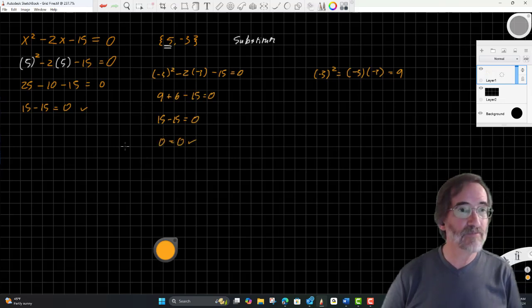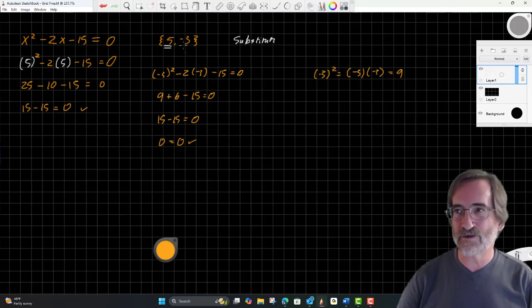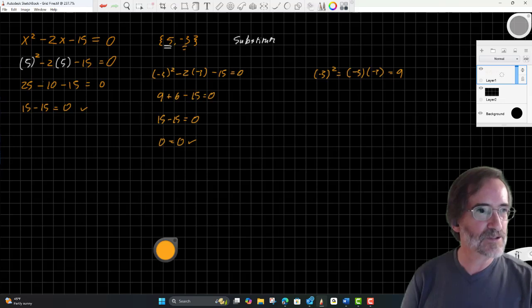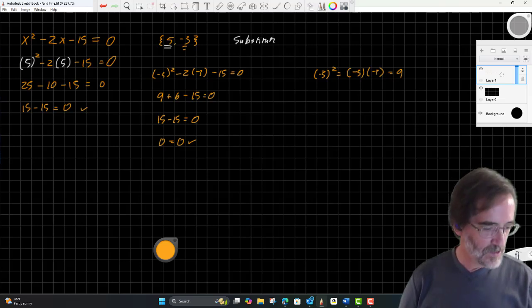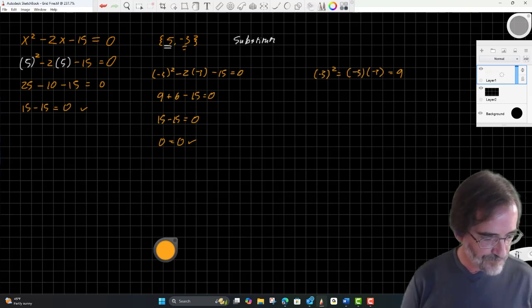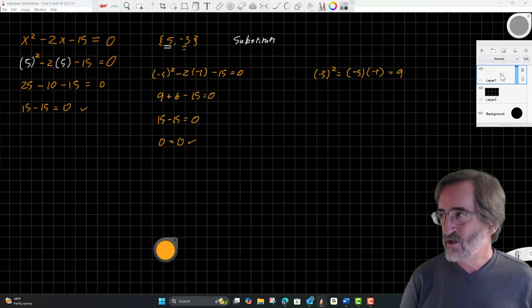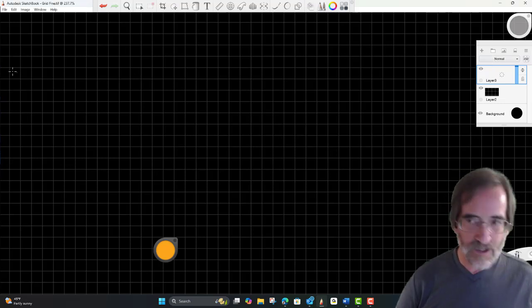So for the first time in your experience, we have an equation that has more than one valid solution, 5 and negative 3. There are many equations that have multiple solutions. Okay, let me set up the next example I want to do. This is not the only form a quadratic equation can take. So let's go to a new slide and write a new problem.